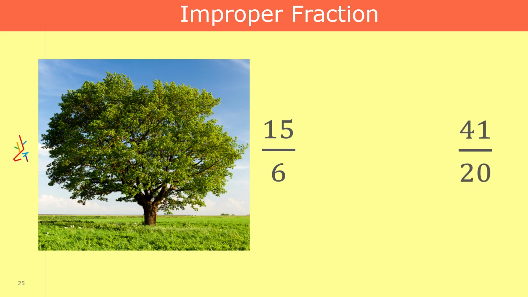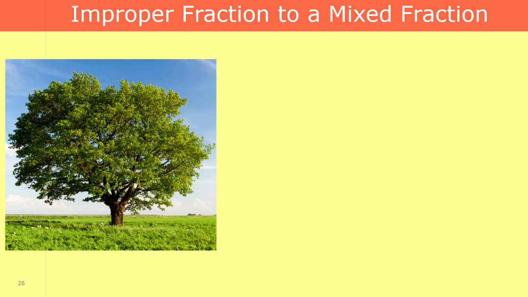Both of the fractions that are on screen right now are improper fractions. It's the number at the top, the numerator, being larger than the number on the bottom, the denominator. So 15 is larger than 6, 41 is larger than 20. So you've got to do something about those to balance them out. And the way you do that is you convert the improper fraction into a mixed fraction.